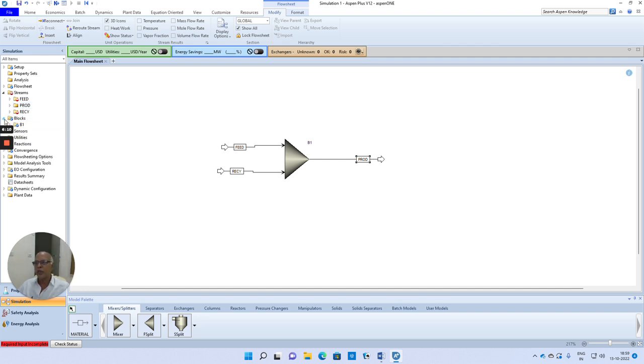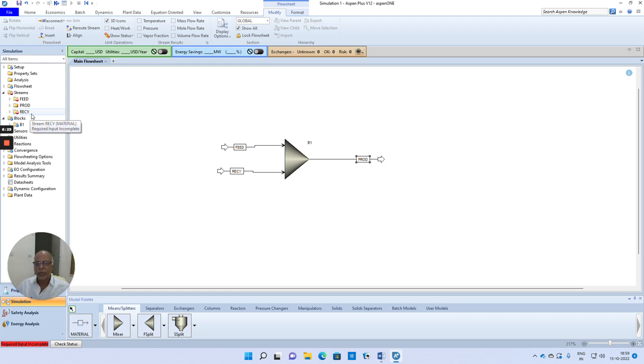And in addition to this, you are asked to provide some information with respect to the block, but you can see in the case of a mixer, you don't have to provide any information because it is already ticked with blue color. So now, if you are able to specify the feed stream and recycle stream, you will be able to complete the problem definition.